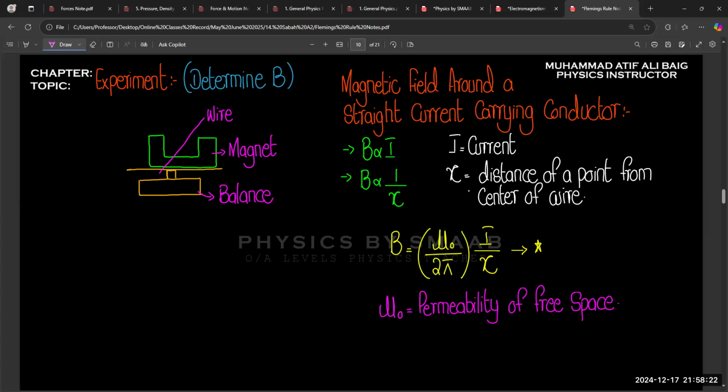So like I over x is a constant value? No, mu naught over 2 pi, this is the constant value. What is mu naught? Permeability. Like would they give it to me in the question? Yes, it is given on the data sheet in the paper. So you will get this constant value over there.